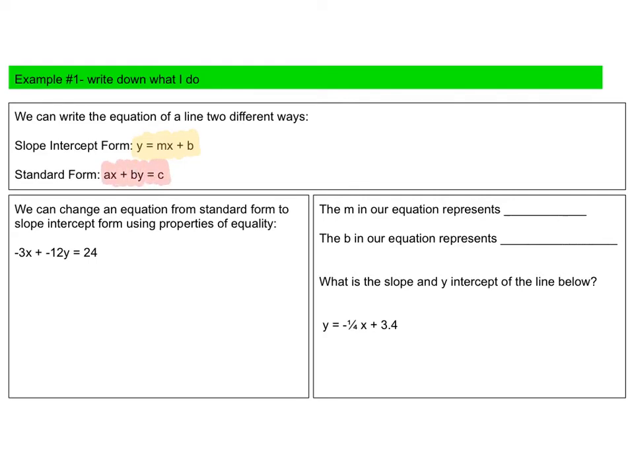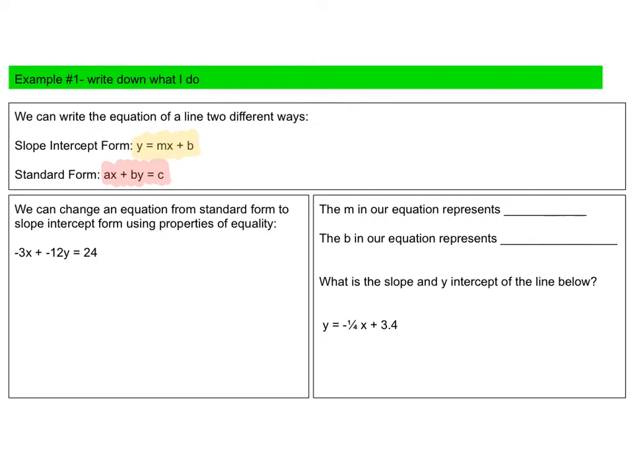And you'll see these written different ways because the way that we're given information sometimes leans toward following one of these formats. So when we're given word problems, sometimes it's easier to take that information and write it in standard form. Sometimes it's easier to take that information and write it in slope-intercept form. So that's why we have these two different formats, okay? But we can change an equation from standard form to slope-intercept form very easily just using properties of equality.